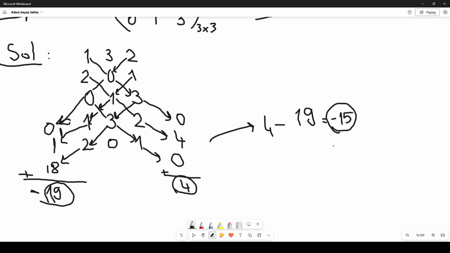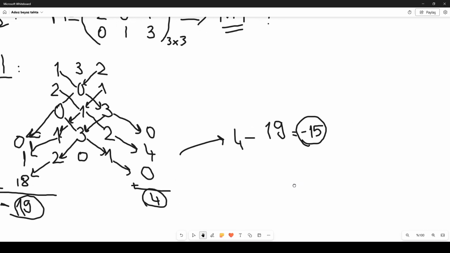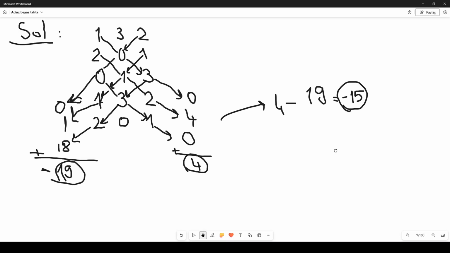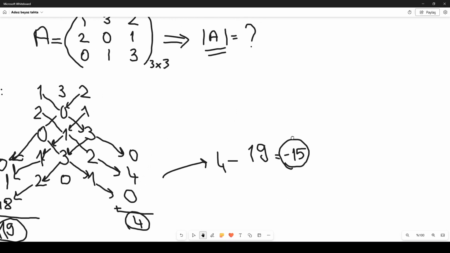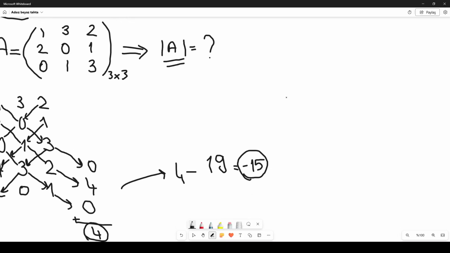So we just expand the first, in other words, top two rows below the last row, and apply a multiplication and summation strategy as I have shown you. Another way to solve this problem is we can find the same result by applying another strategy like this. Again, I write the rows as they are: 1, 3, 2, 2, 0, 1, and 0, 1, 3.